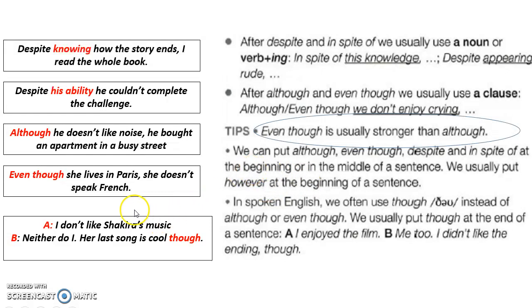And a final tip that you guys have to take into account is that in spoken English, we use though instead of even though or although. For example, I don't like Shakira's music. Neither do I. Her last song is cool though. So instead of saying, although I don't like Shakira's music, which sounds like much more elaborated, in spoken English, which is faster, we would say, her last song is cool though. And that's very common, guys, so you should take that into account.